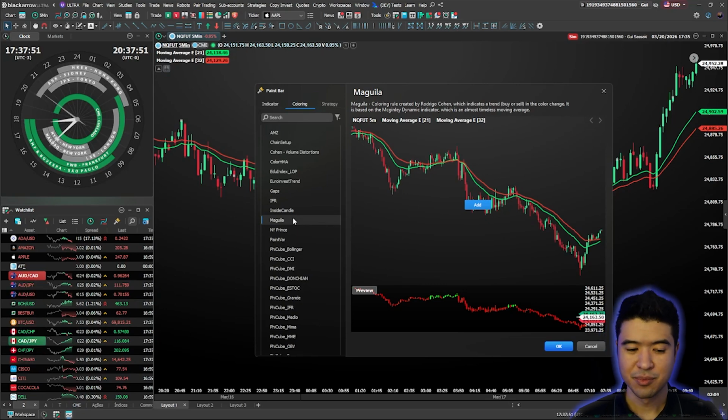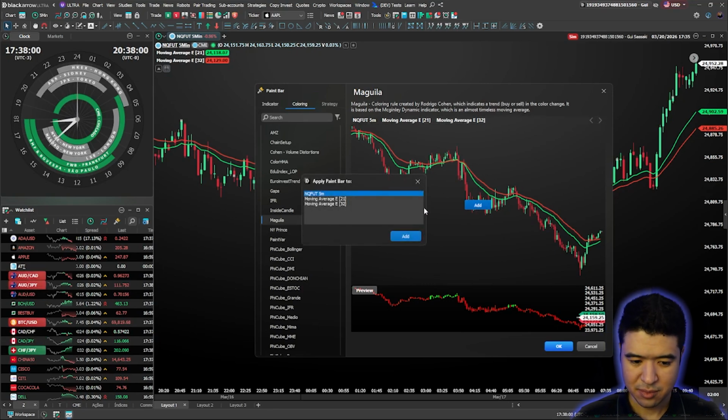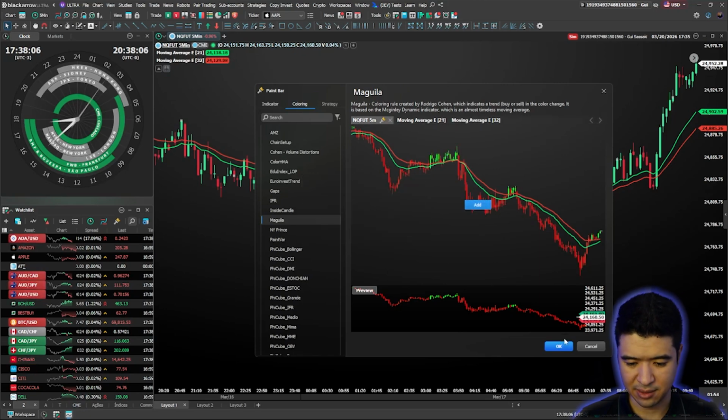And this one is a nickname for McGinley. It's called McGinley Dynamic Indicator, all right? I'm gonna click here to add. You have to choose the asset, okay, and key foot in this example, and add.